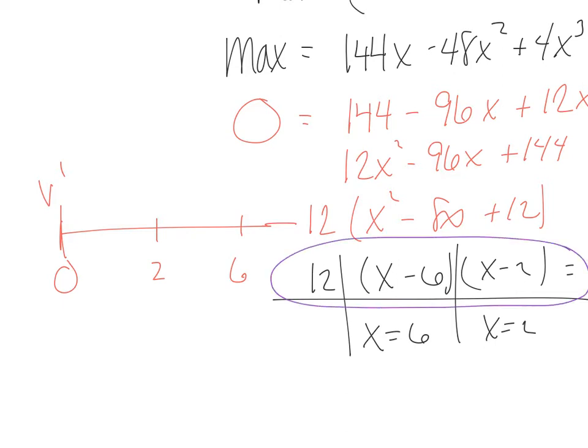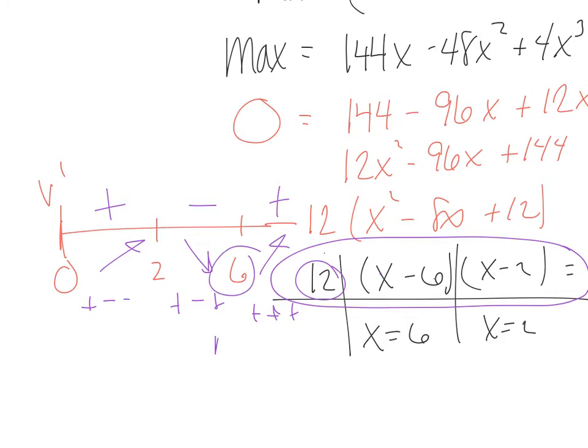If I plug in a 1, 12 is positive, 1 minus 6 is negative, 1 minus 2 is negative. That creates a positive. If I plug in a 3, I get positive 12, 3 minus 6 is a negative, 3 minus 2 is a positive. If I plug in a 7, again starting with a 12 is positive, 7 minus 6 is positive, 7 minus 2 is positive. So you'll notice that 6 creates a min and 2 creates a max.